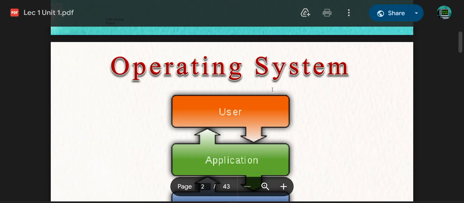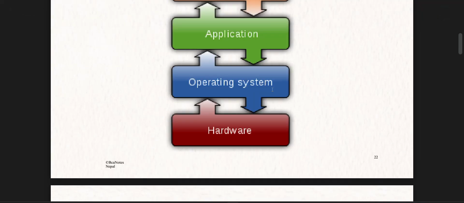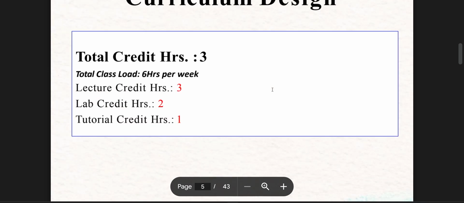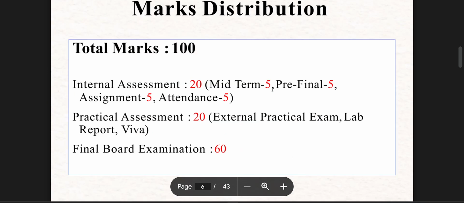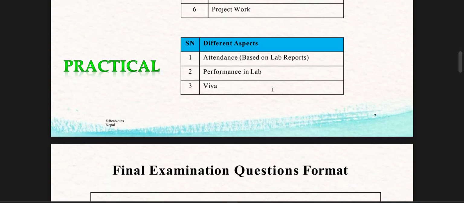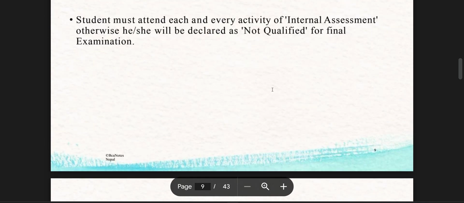Operating system, app user, application, operating system, hardware, textbook review. This is the textbook reference also: credit hours, marks distribution, assignment, marks attendance, assignment tutorials, class test assignment, class performance, presentation, project work, attendance based on lab report, performance in lab, viva. Okay, note.